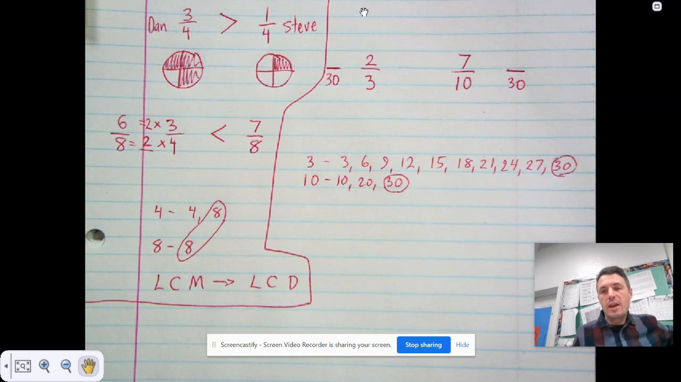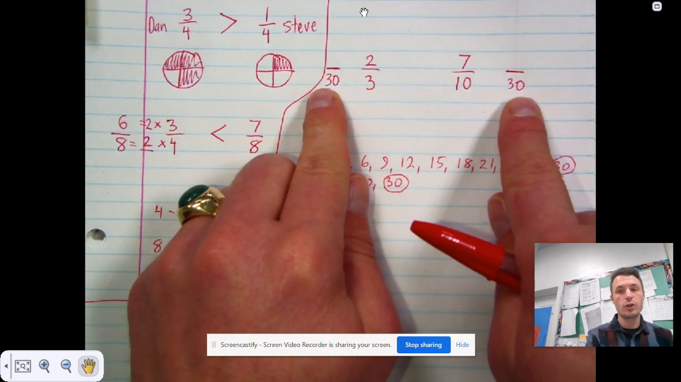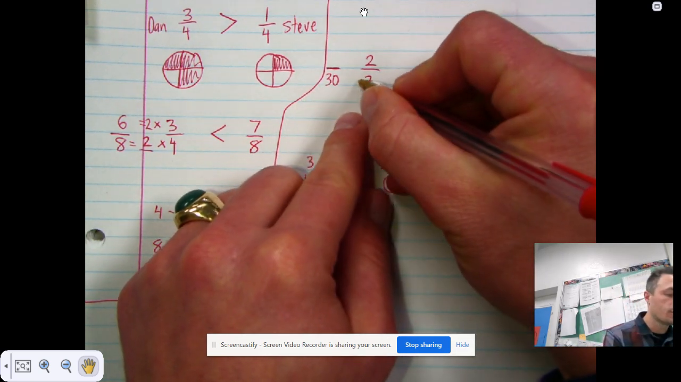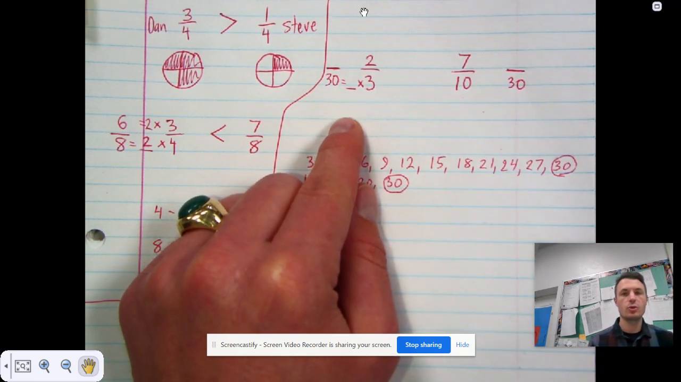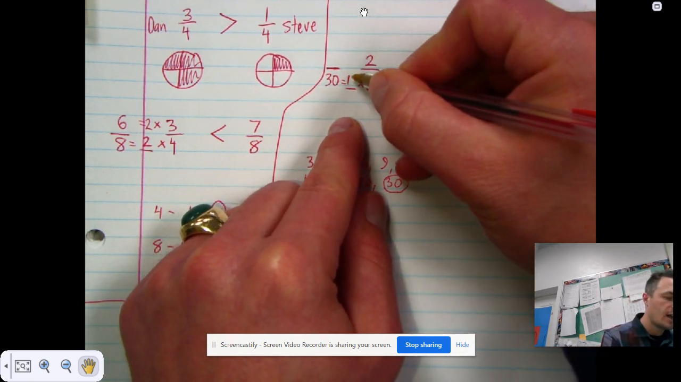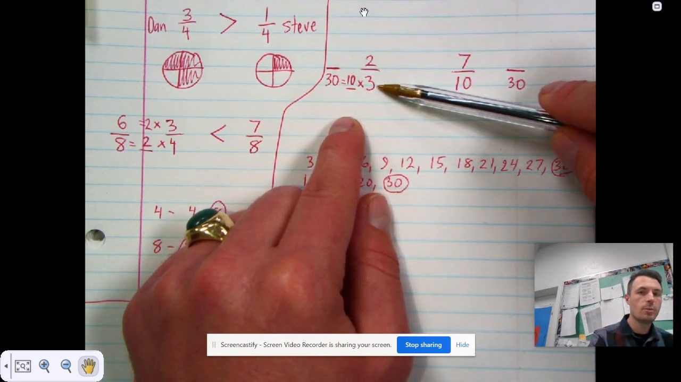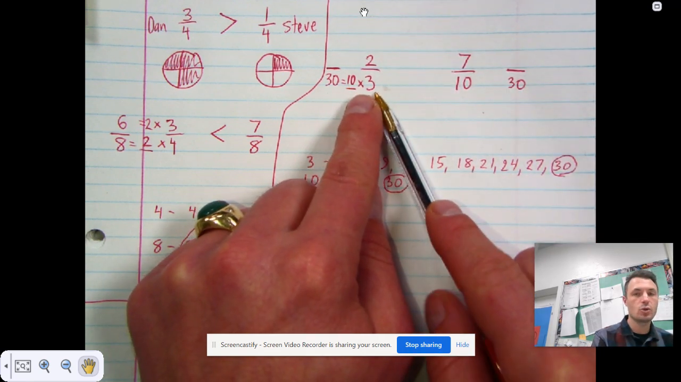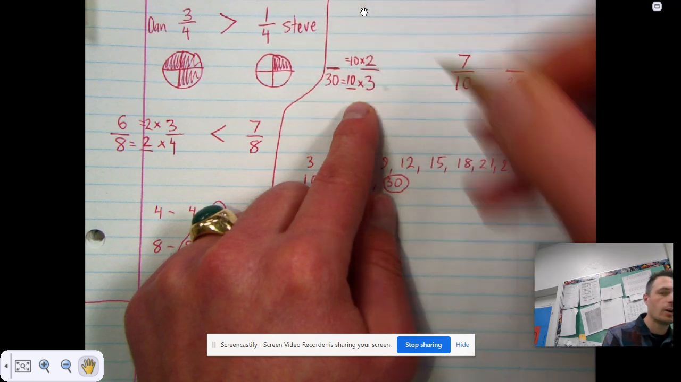And the way we make these equivalent fractions to each of these fractions with 30 as a denominator is we think, what would we have to multiply by 3 to equal 30? What times 3 equals 30? Well, 10 times 3 equals 30. And then whatever you do to the bottom, you do to the top. We multiplied 10 times 3, so we have to multiply 10 times the 2 as well.